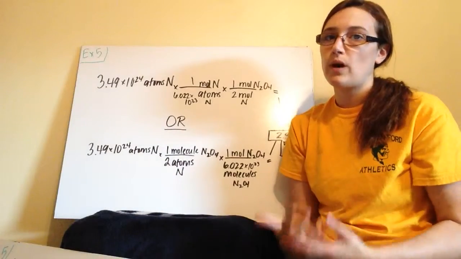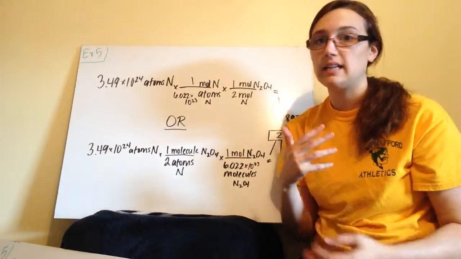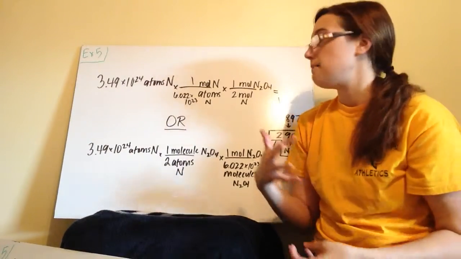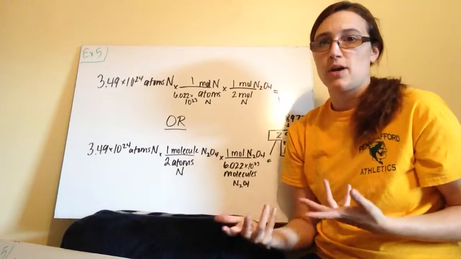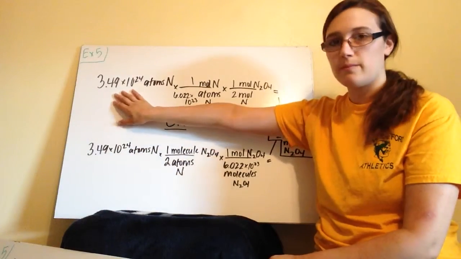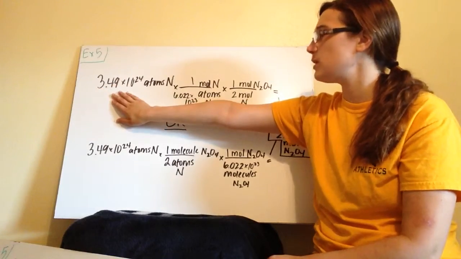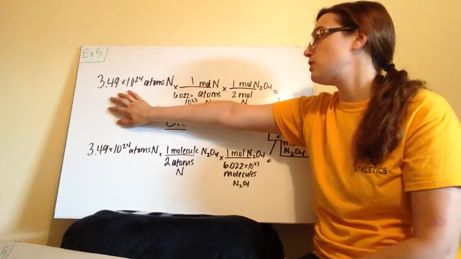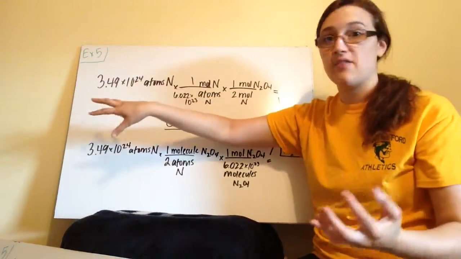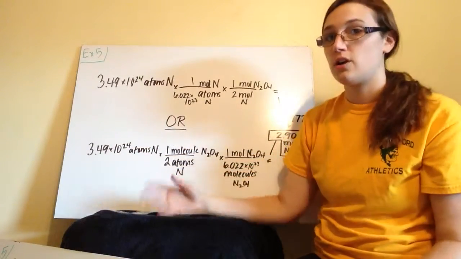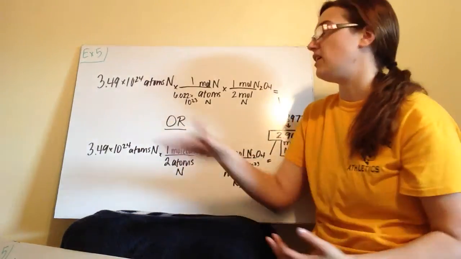Now, there are two different ways you could go about solving this, and you're going to get the same answer both ways. It just kind of depends on your thought process. So the top problem, I start with 3.49 times 10 to the 24th atoms of N, right? That's my given. Notice both start out with that. You always start with your given.